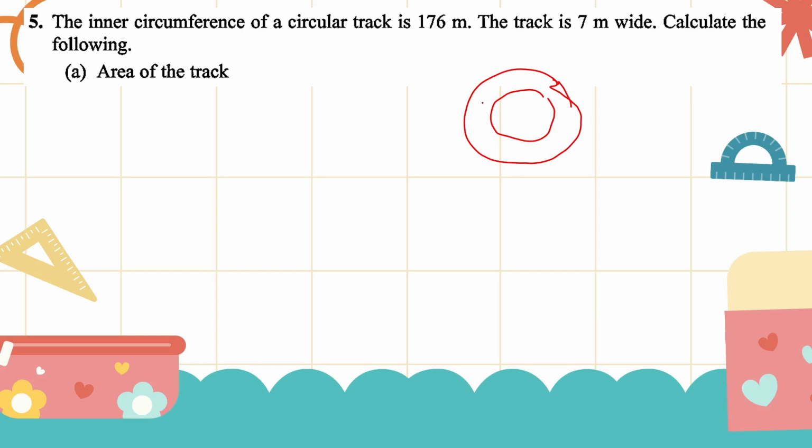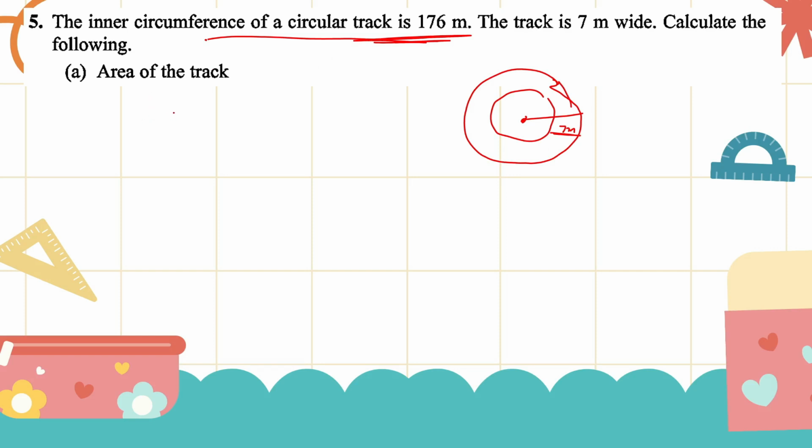Inner circumference and outer. Here are two circles with one center. It means this is given. And this track is 7 meter wide. It is given. We need to find from the inner circumference the radius of the small inner circle of the track, and we will calculate the outer radius and the area of the track also.